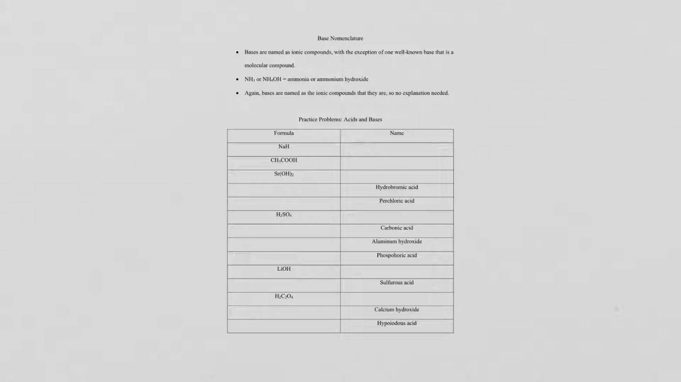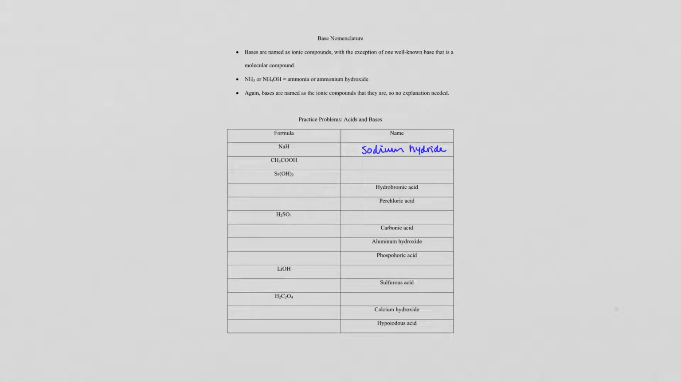Bases are named as ionic compounds: sodium hydroxide, hydroxide anion, sodium cation. Nothing different there. So the first one, this is one you may not have seen before, so I'm going to help you with this one. NaH, so it's just an ionic compound, it's a base, right? So this is just sodium hydride. The next one you can do by yourself.